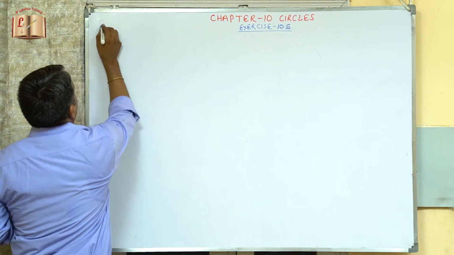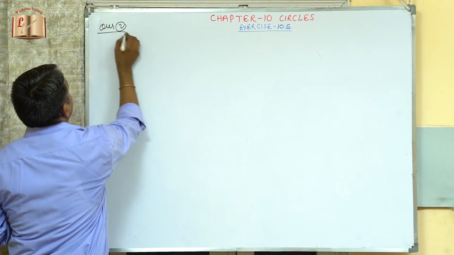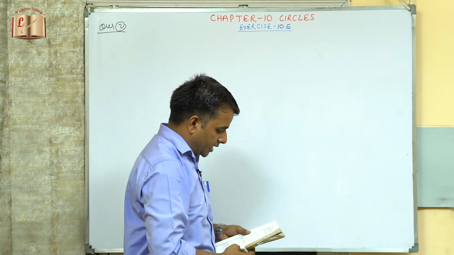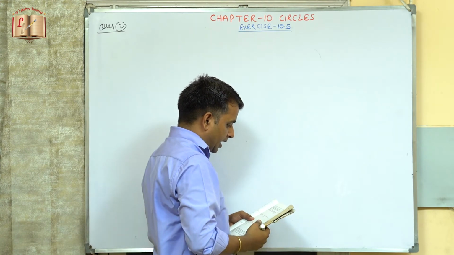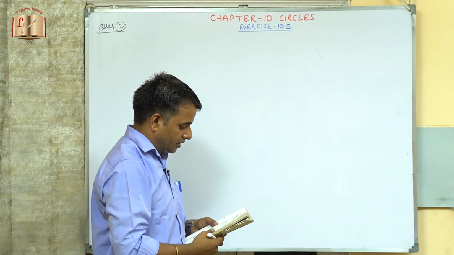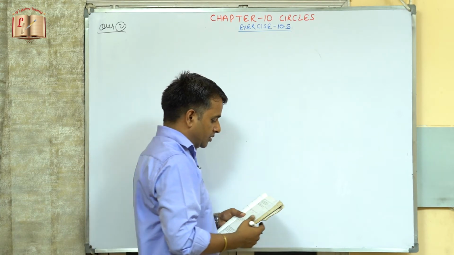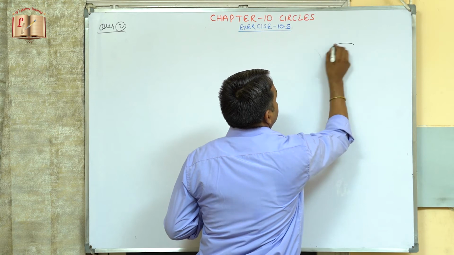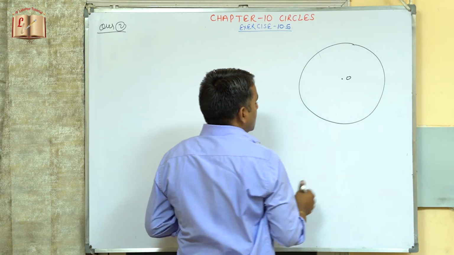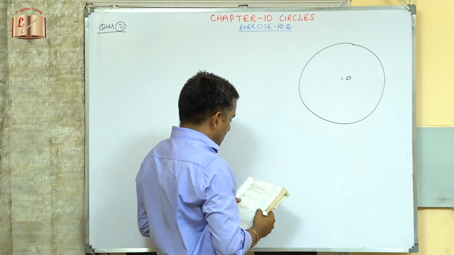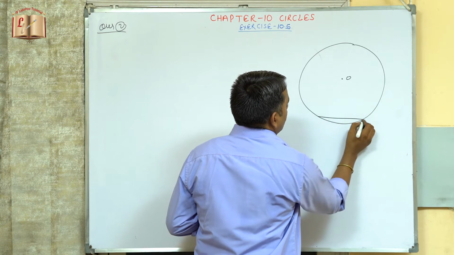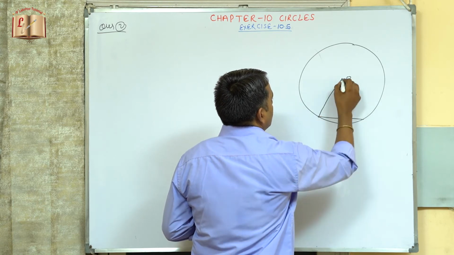Now coming to question number 2. A chord of a circle is equal to the radius of the circle. Find the angle subtended by the chord at a point of the minor arc and also at a point of the major arc. Suppose this is the circle with center O. A chord of a circle is equal to the radius. So this is the chord and it is equal to the radius.